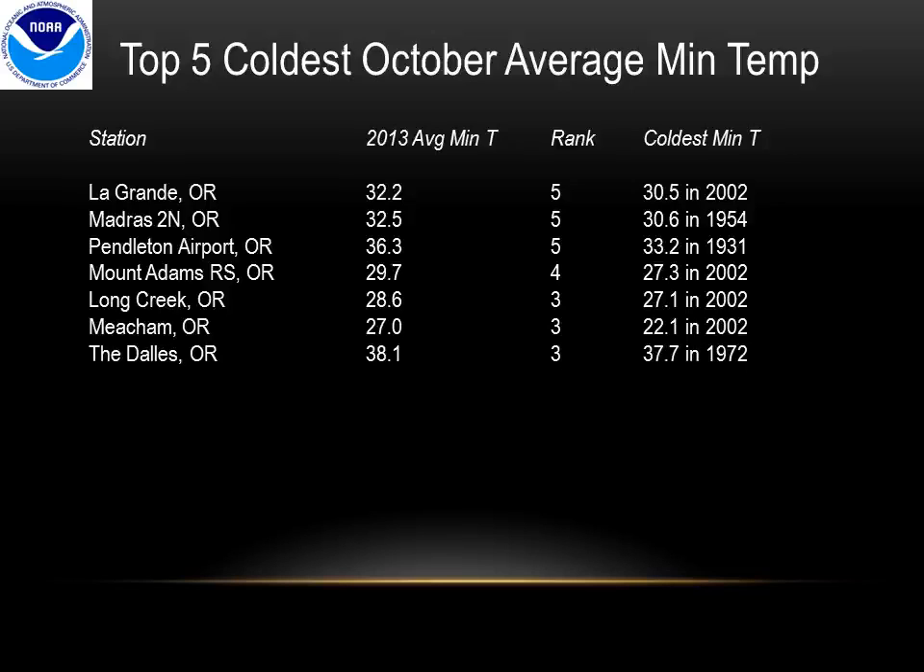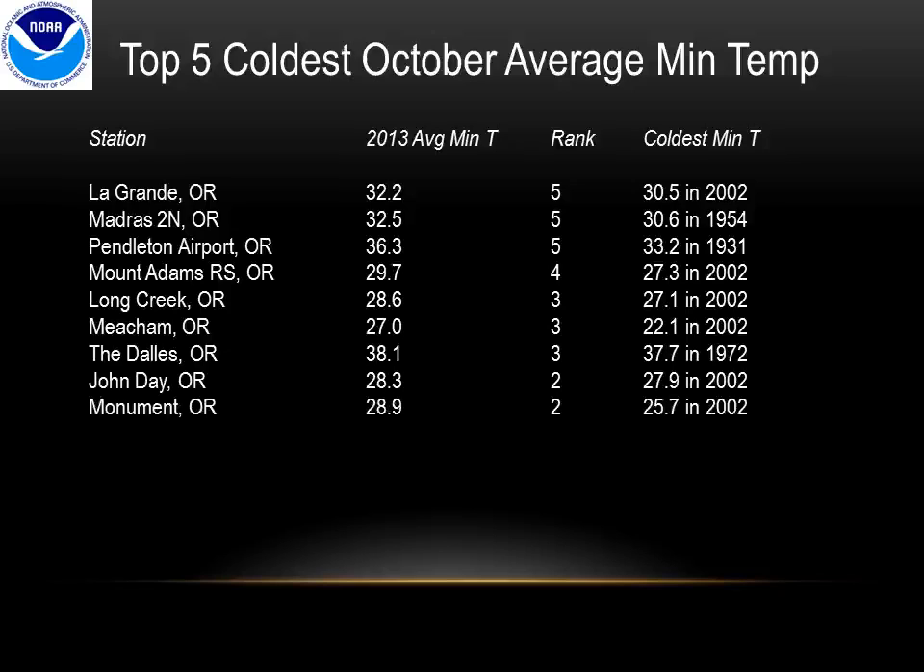The Dalles Airport reported an average minimum temperature of 38.1 degrees. This was the 3rd coldest average October minimum temperature on record. The coldest average minimum temperature for October is 37.7 degrees, set in 1972. John Day, Oregon reported an average minimum temperature of 28.3 degrees. This was the 2nd coldest average October minimum temperature on record. The coldest average minimum temperature for October is 27.9 degrees, set in 2002.